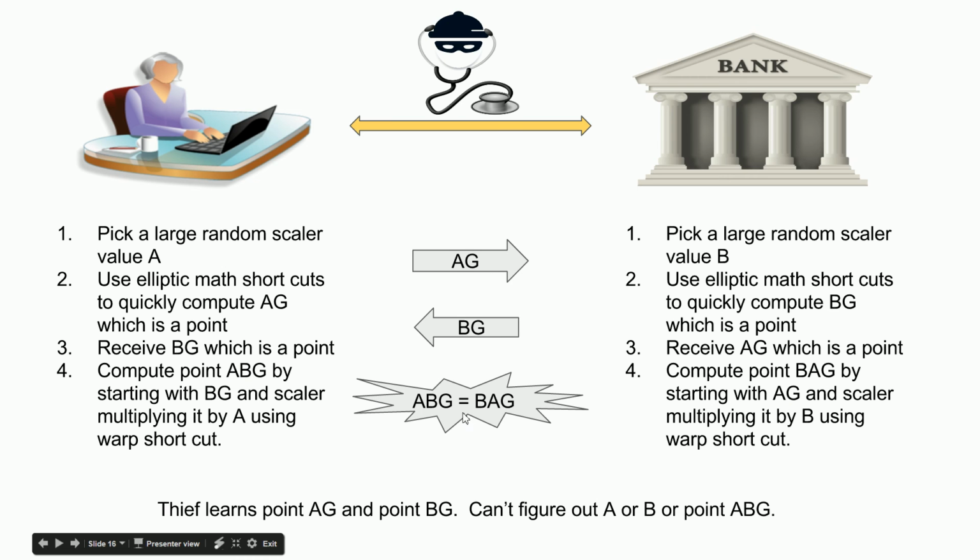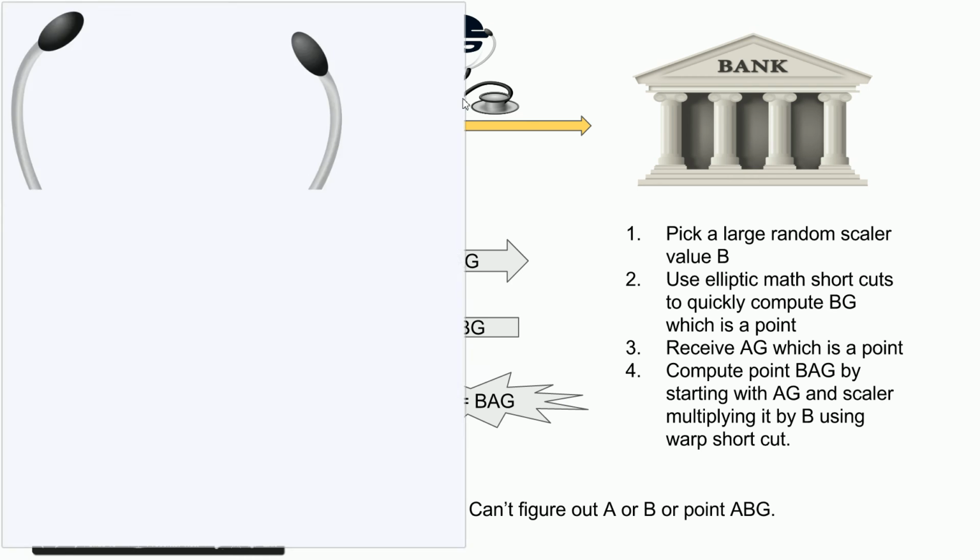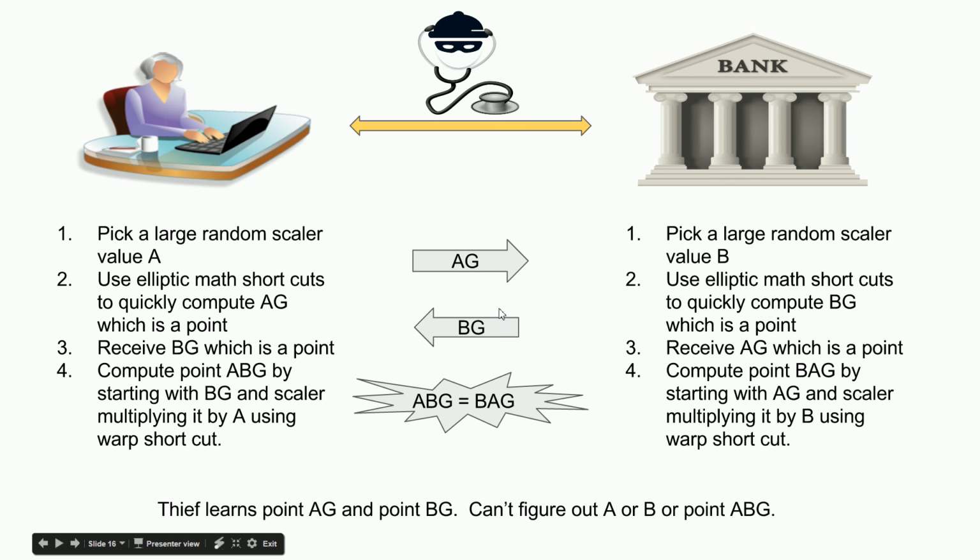You have your point ABG, and they have BAG, and they are the same because A times B is the same as B times A. So you've both arrived at this crazy point way off in the distance that the thief, the man in the middle, cannot get to, because he doesn't know A, nor B, and he doesn't know how to. Even though he learns point AG and point BG because they're sent across the wire, he can't figure out A or B, which means he cannot figure out ABG with the shortcuts.